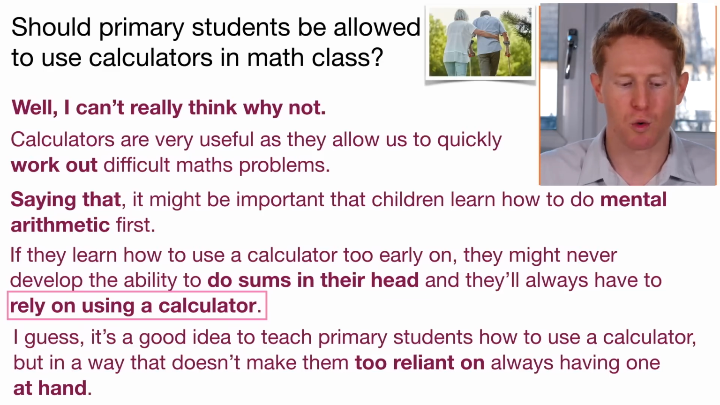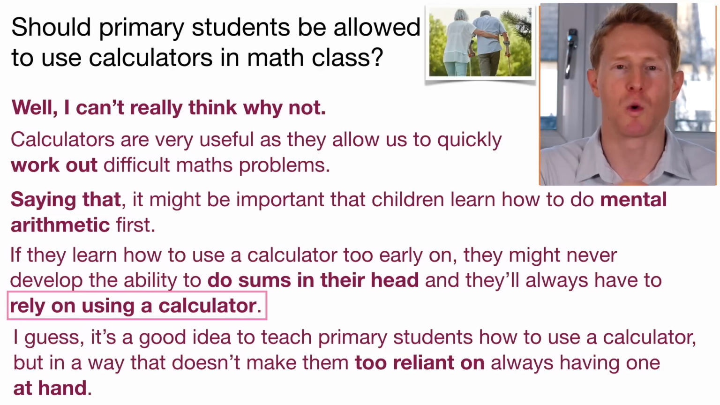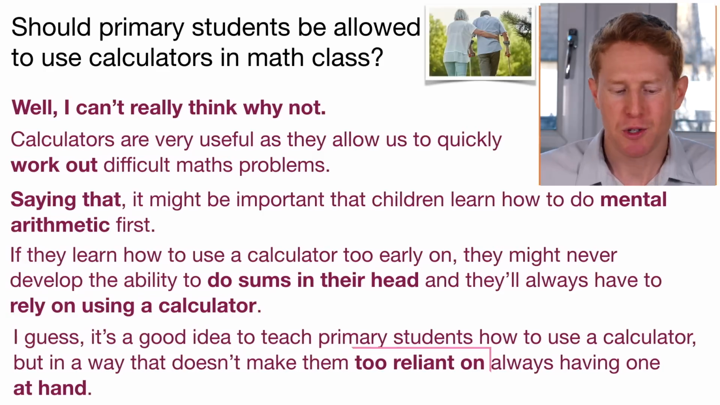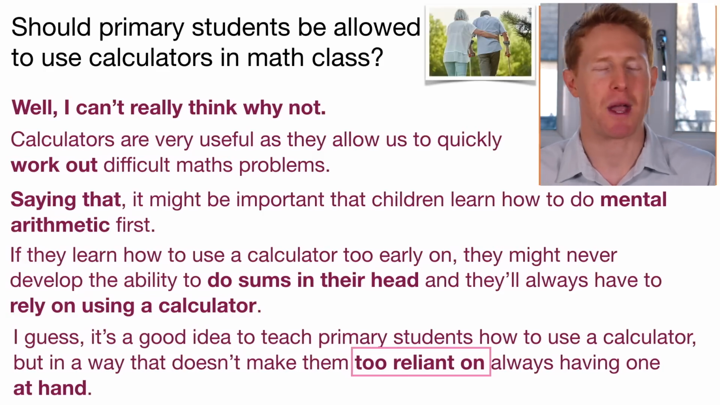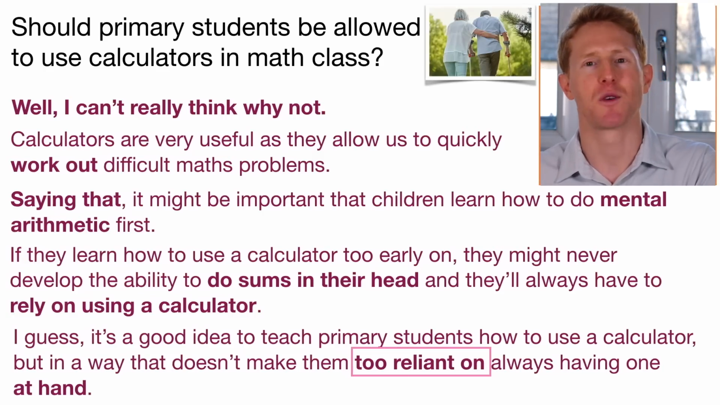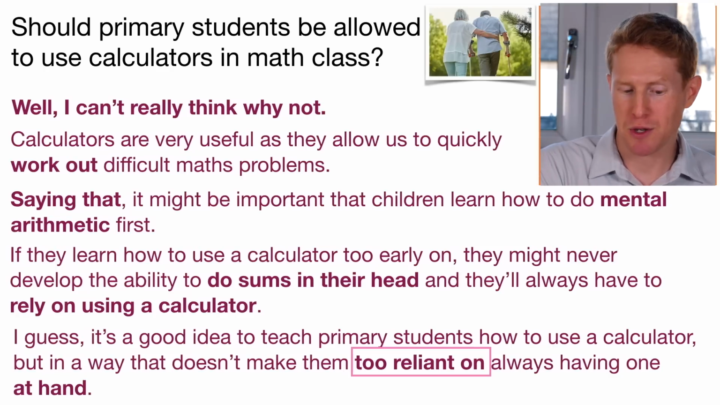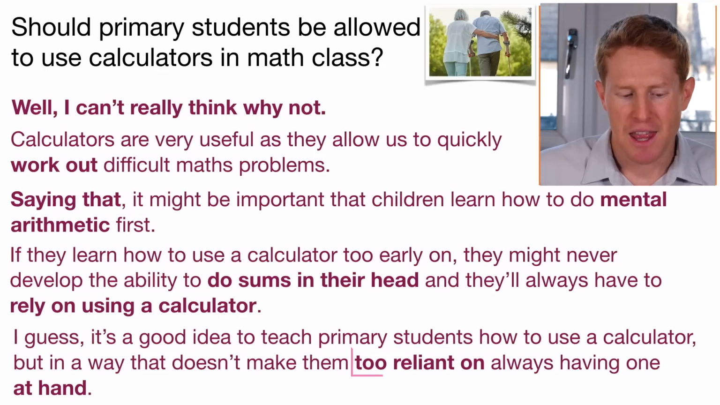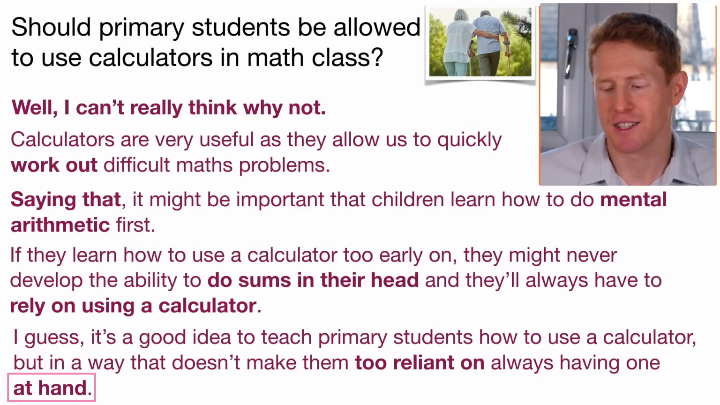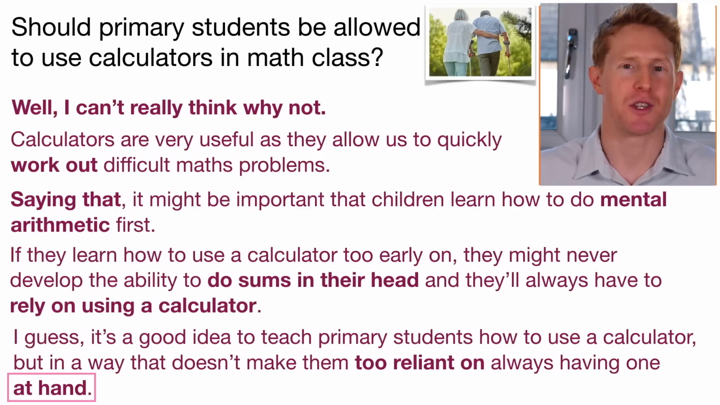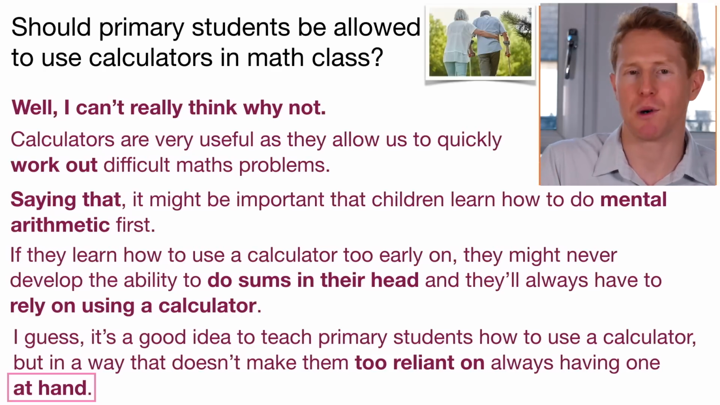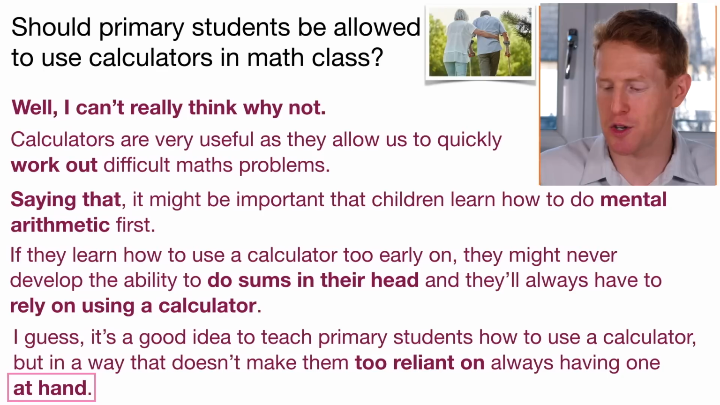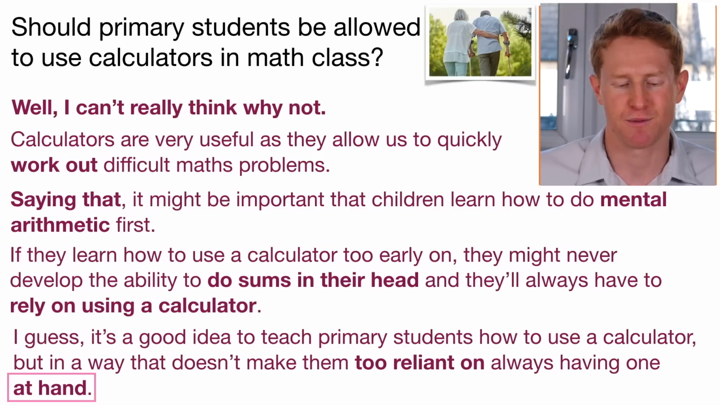We've also got this, rely on using a calculator. So rely on, a very useful phrasal verb that we're learning today. We've also got this, to be reliant on. So we have rely on and to be reliant on. So first we use the phrasal verb and then we have the adjective. And then we also have this, at hand. So if something is at hand, it means that you have it on you. So for example, I have my mobile at hand. I have it in my hand. I can use it very easily.